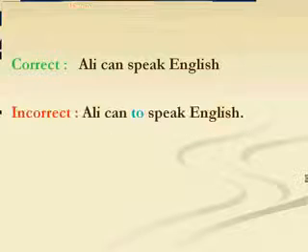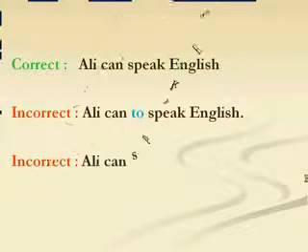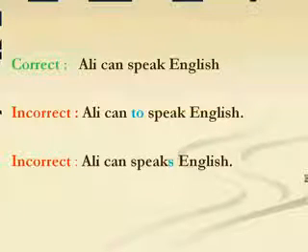Now look at the wrong sentences. Incorrect is Ali can to speak English. You cannot use the infinitive, you cannot use to plus the verb's first form, to plus speak. This is wrong. Okay, another incorrect sentence, Ali can speaks English. This is also wrong, right? Remember that we do not use s or es with the first form of a verb in case of third person singular, like in present simple tense, while using can. So kindly do not use any helping verb, or to, or infinitive, or add s or es in case of third person singular with any kind of modal verbs, right?